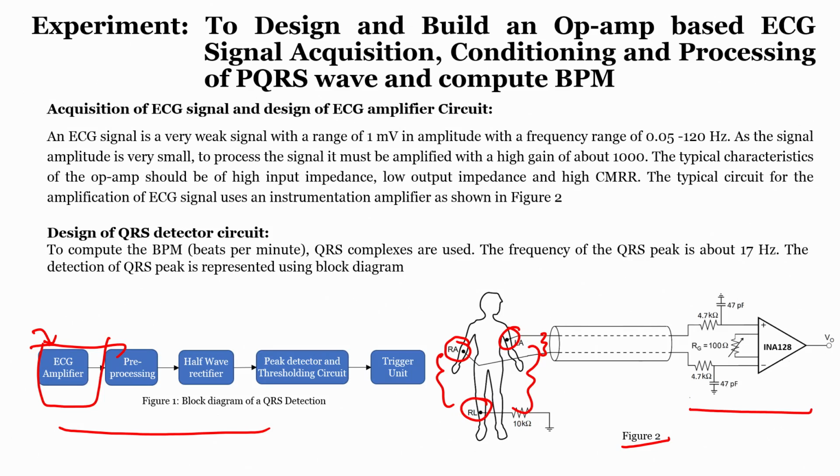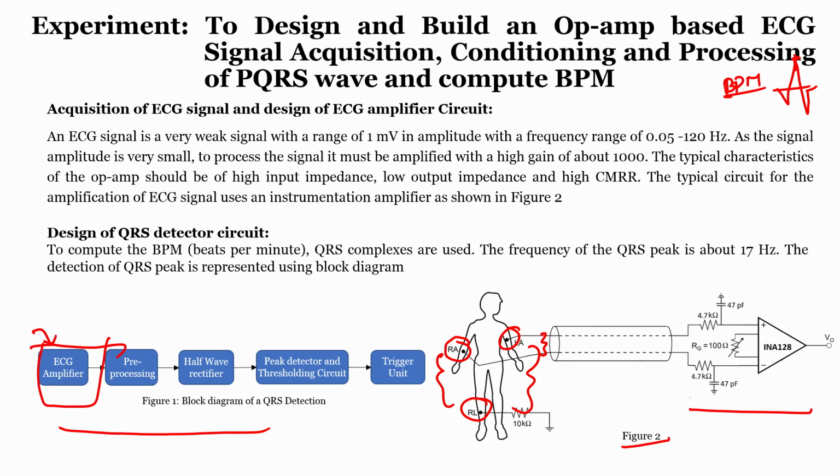Then the whole idea is that we have to find out BPM, which we should never forget. So, what do you mean by BPM? If I can find out how many QRS peaks we are getting per minute, that is nothing but our BPM.